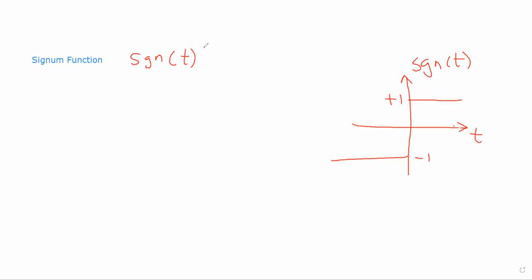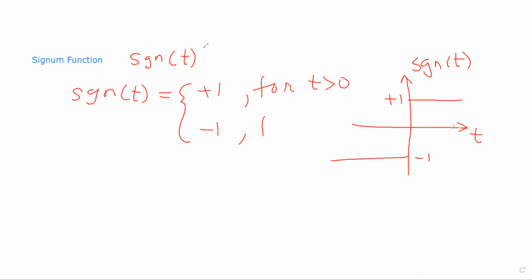This is the graphical sketch, and the functional representation of the signum function is: sgn(t) is plus 1 for t greater than 0 and minus 1 for t less than 0. So this function is not absolutely integrable, same as the previous one, as it has values of plus 1 and minus 1. This is also not absolutely integrable.